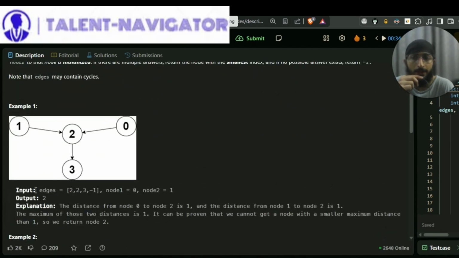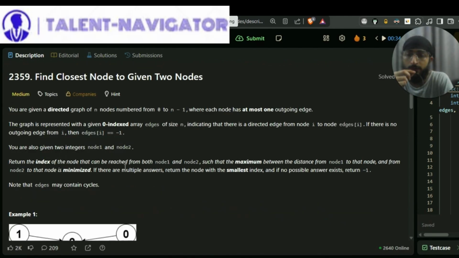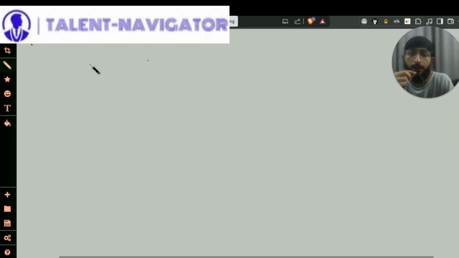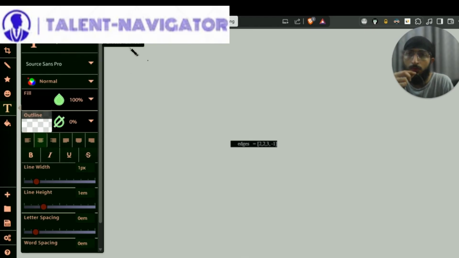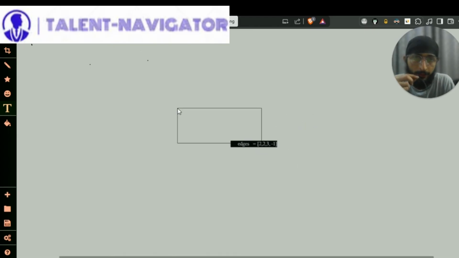You can see the graph edges are given, and you basically have to construct this graph. So input is given as 2, 2, 3, minus 1, so you won't understand what it is. So let me just draw and show you guys. So basically edges has been given to us. So let me copy this and paste it here. Okay, we got it. Delete this. So we have this, right?